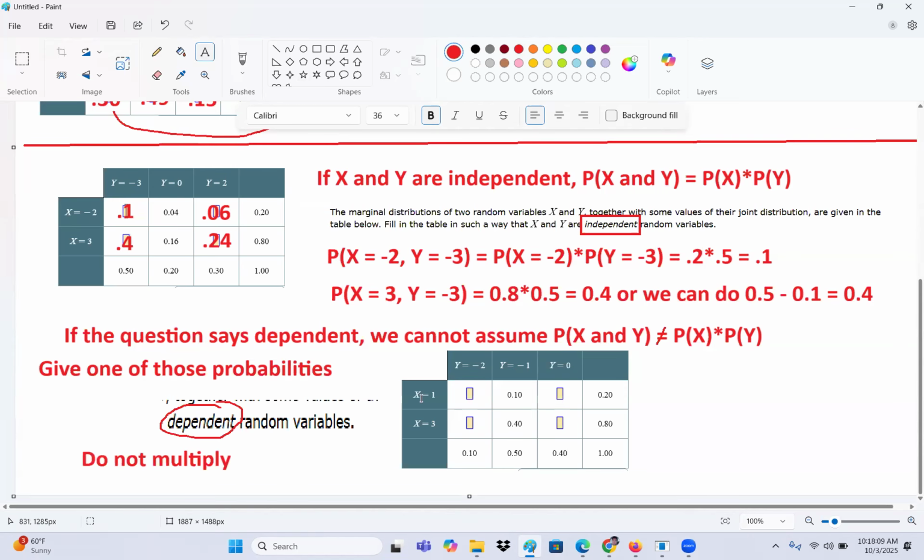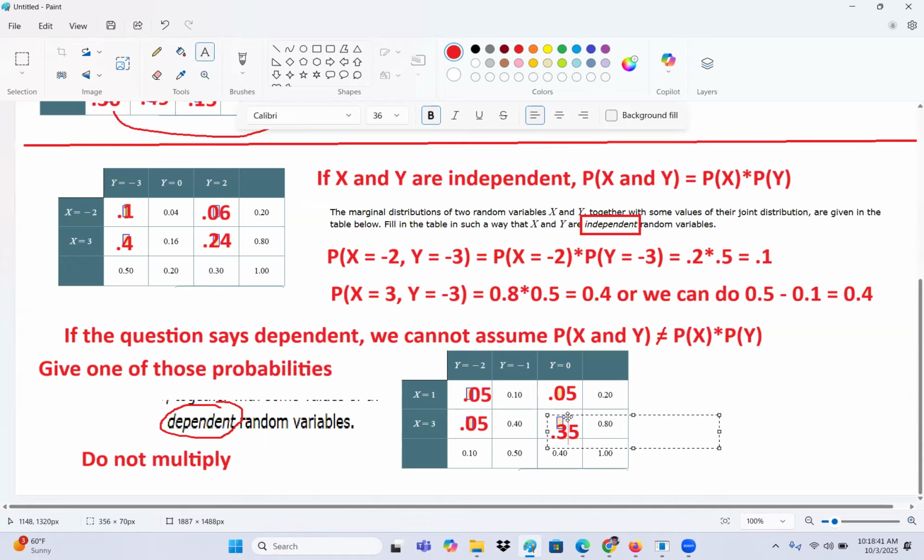So all we have to do is just assume this one, let's say this is 0.05, something like that. As long as it's not equal to 0.02, that's perfectly all right. And this one has to be 0.05, and then this one is 0.05 as well. When you add them up, they have to equal 0.2. So we just take 0.2 minus 0.1 and minus 0.05. You get 0.05. And then the same thing, you can take 0.4 minus 0.05, get 0.35.